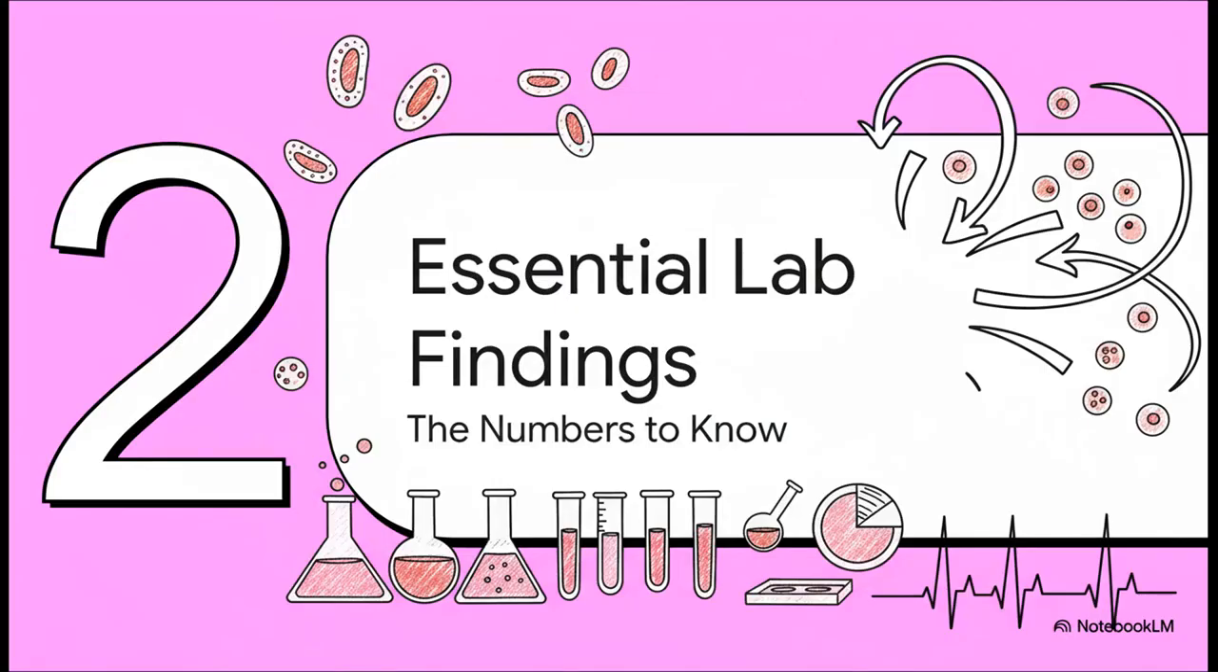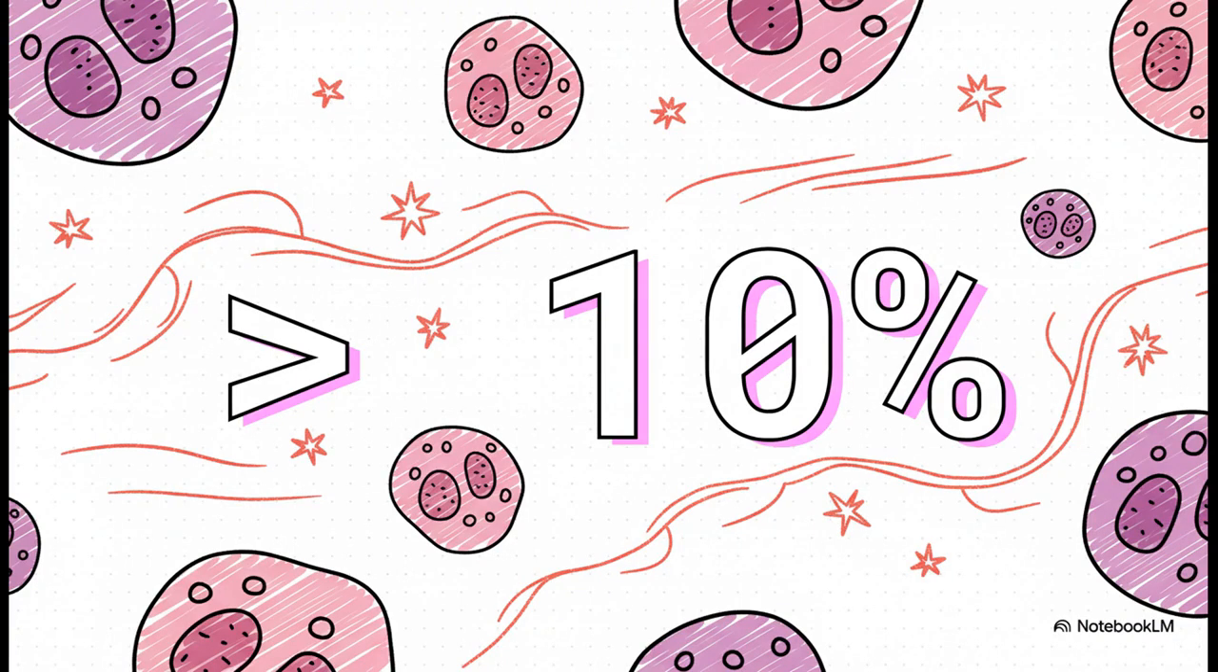Okay, so you've got your clinical suspicion. Now you need the lab work to back it up. Let's get into the key numbers that you just have to have memorized. Now this is the big one. The E in EGPA stands for eosinophilic, and this is why. You're looking for a massive number of eosinophils in the blood, specifically more than 10% of the total white count. If you only remember one lab value from all of this, please make it this one.